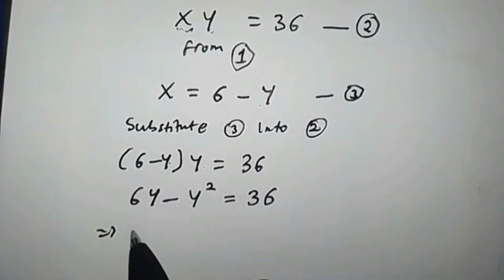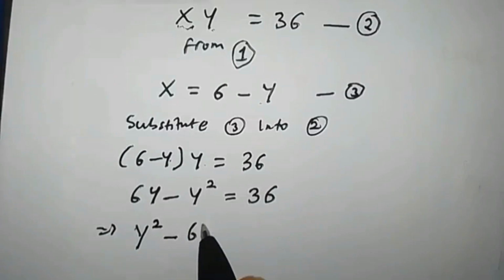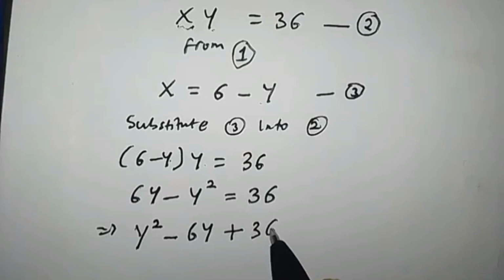This implies that, rearranging this, we have y squared minus 6y plus 36.